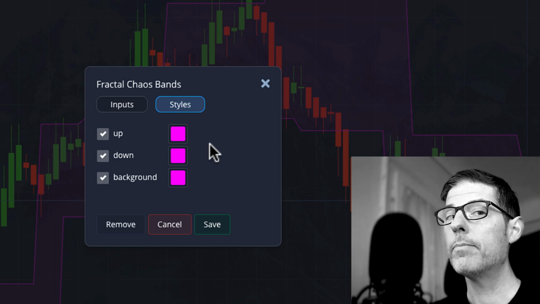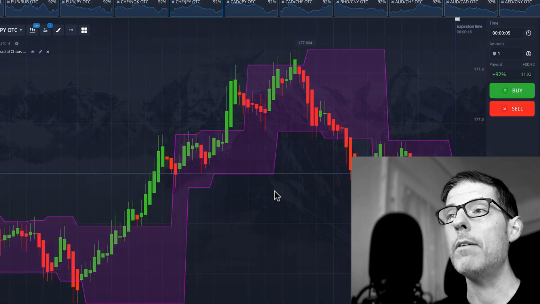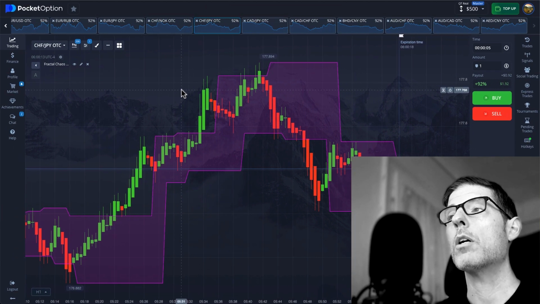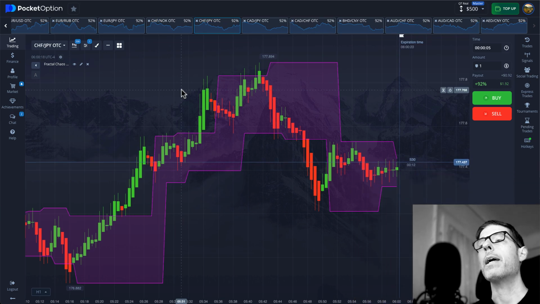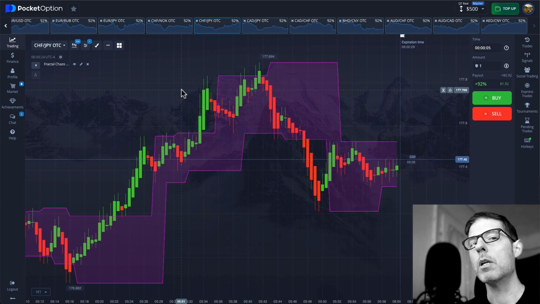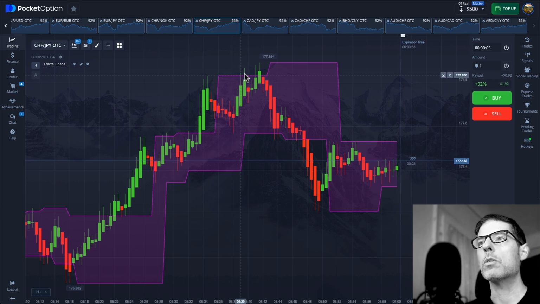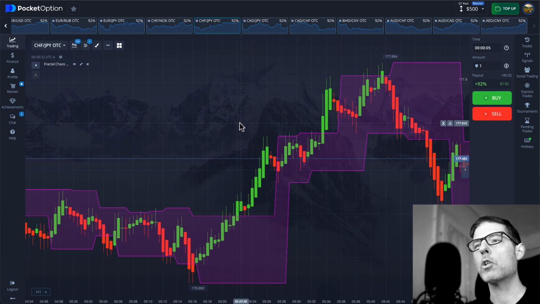Maybe? But that's what they say. So go ahead and click on Save, and your chart should look something like this. How does the strategy work? You're going to pay close attention to the Fractal Chaos bands, which is the pink area. Kind of like Bollinger Bands, but these are just a little bit more squared off.